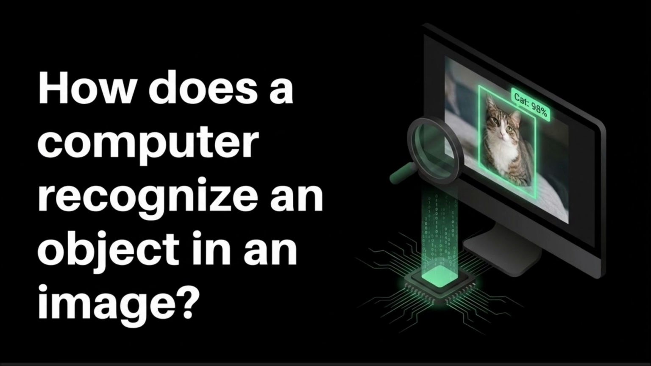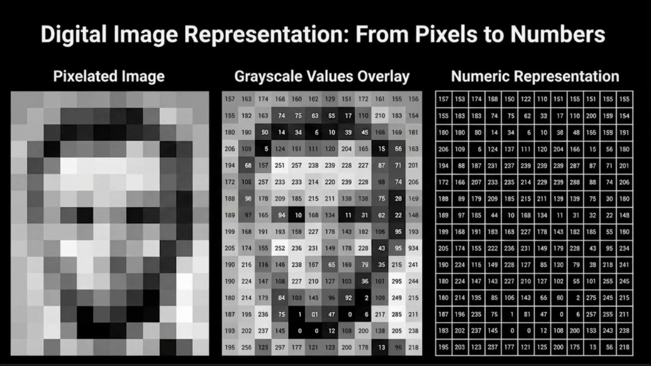How does a computer recognize an object in an image? When we see this image, our brain instantly recognizes a face. But for a computer, this image is nothing more than a collection of numbers. So, how do neural networks actually understand images? The answer is convolutional neural networks, or CNNs.